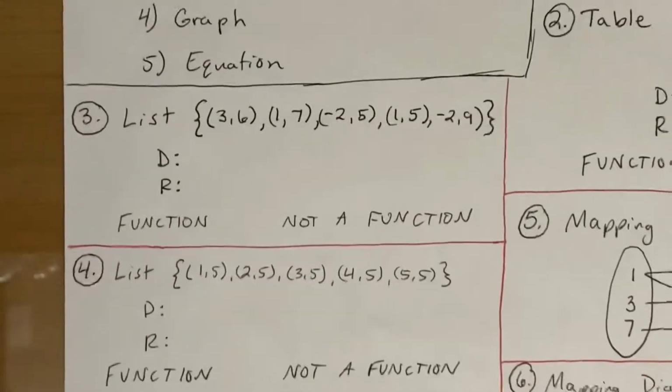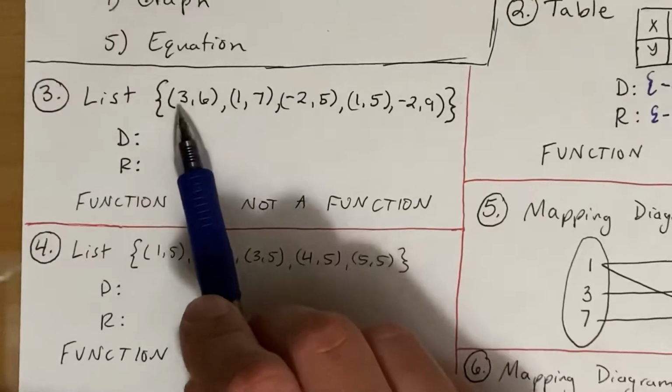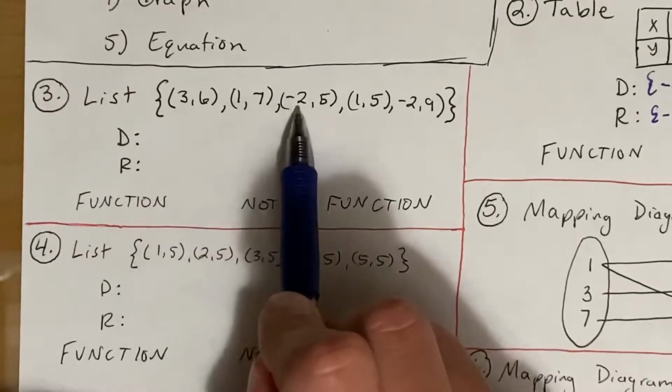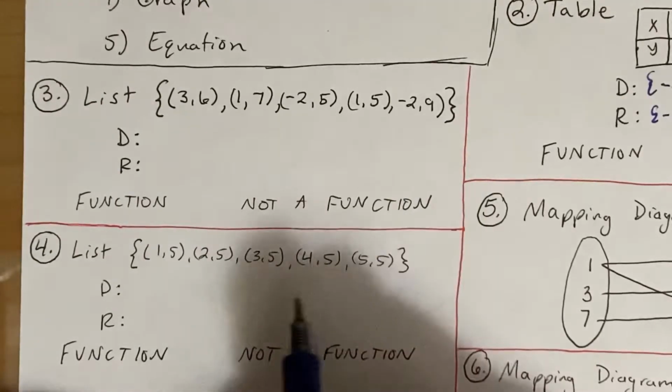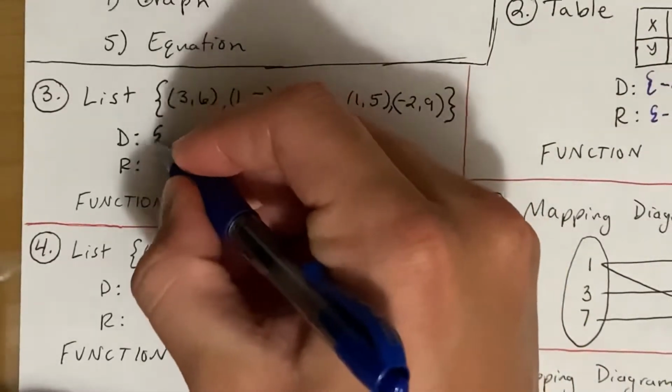Okay. Number 3 is a list of ordered pairs. So just like a table, but now it's a list instead of actually putting them in a table. So I have my domain 3, 1, -2, 1, and -2. So this will be a parentheses there. So I list my domain.